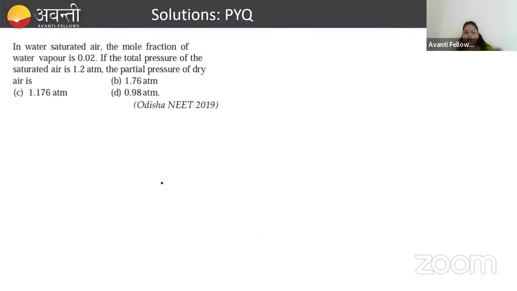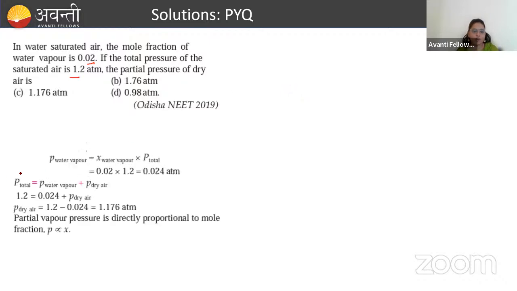Yeah, next question. In water saturated air, the mole fraction of water vapor is 0.02. If the total pressure of the saturated air is 1.2 atm, the partial pressure of dry air is? So what will be the correct answer? We need to use Raoult's law here. Pressure of water vapor is equal to mole fraction into total pressure. Mole fraction is given as 0.02, total pressure is given as 1.2. So this will be the vapor pressure of water vapor.